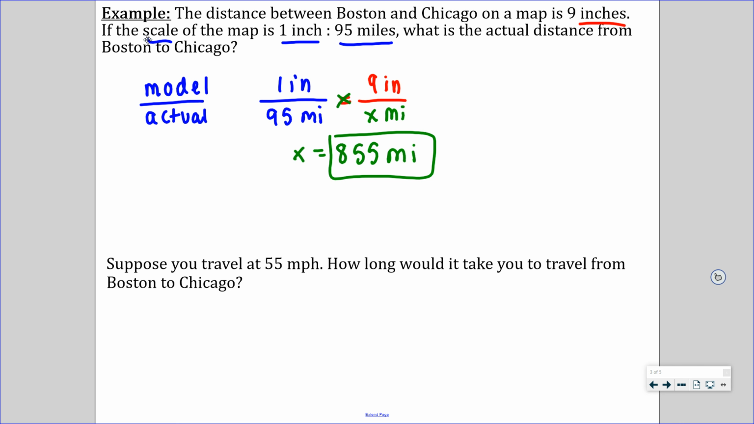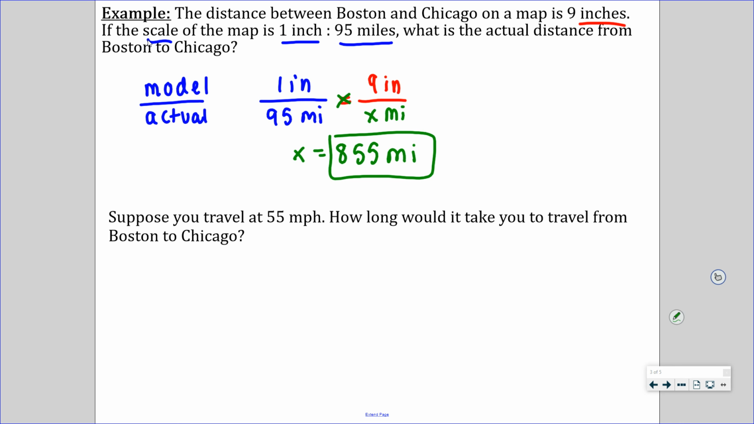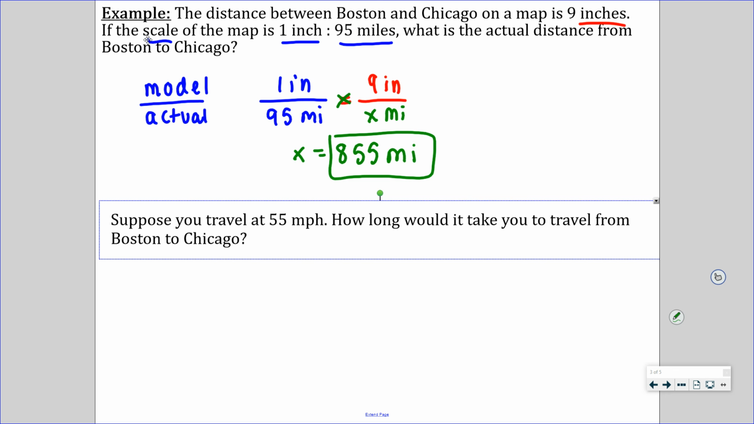Okay, follow-up question. Suppose you travel at a speed of 55 miles per hour. That's mph, which means miles per hour. How long would it take you to travel from Boston to Chicago? All right, let's see if you guys remember this from 8th grade physics. Do you guys remember that little formula that relates distance and time and rate? Alex?